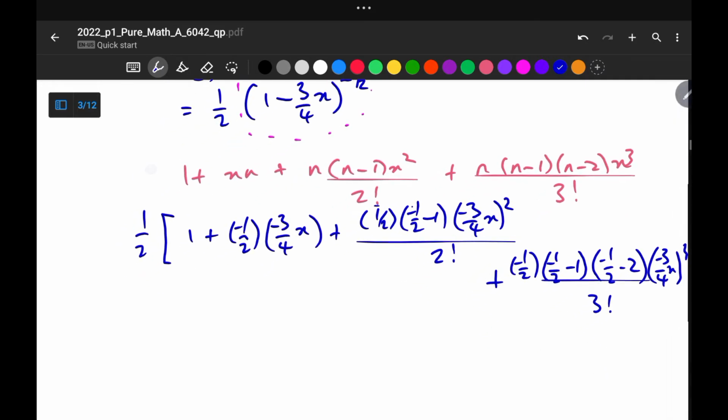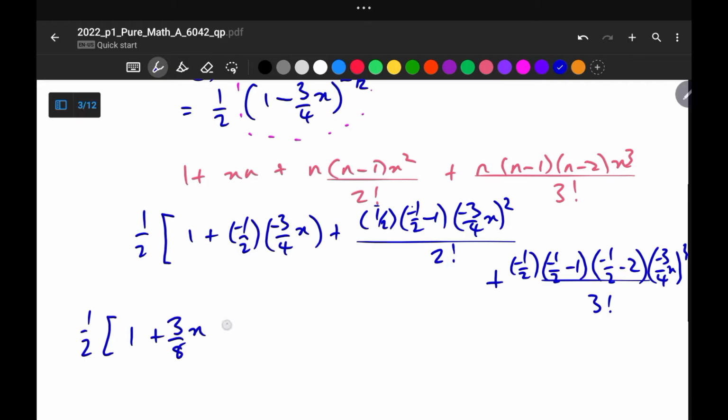Here we have half of 1, and let us multiply negative 0.5 by negative 0.75. This gives us 3 over 8 x. Now let us simplify the third term, which says negative 0.5 multiplied by (negative 0.5 minus 1) multiplied by (negative 3 over 4) squared, divided by 2 factorial, which is simply equal to 2.